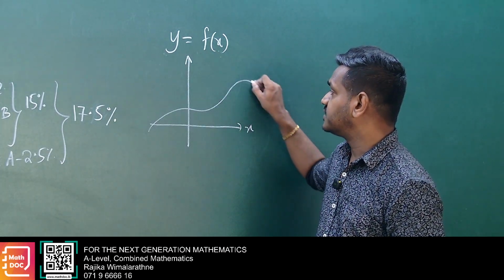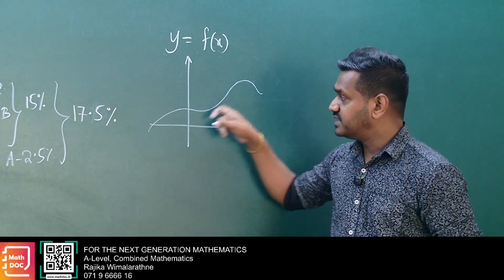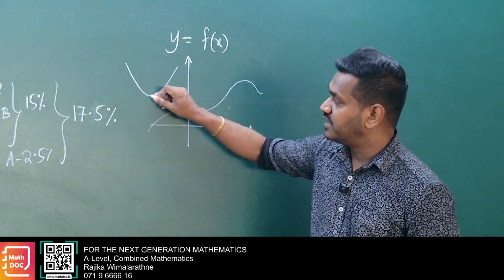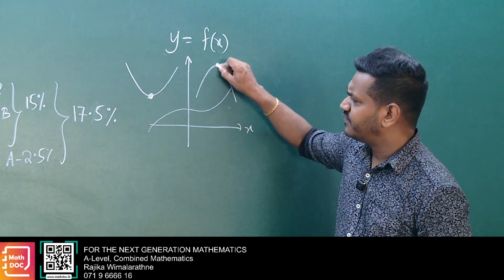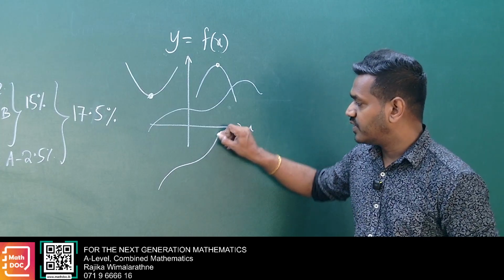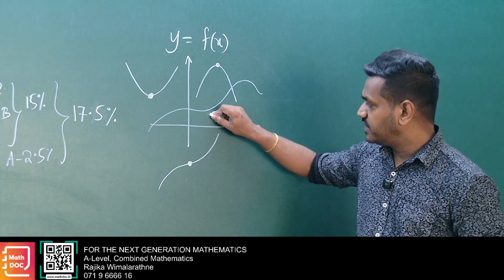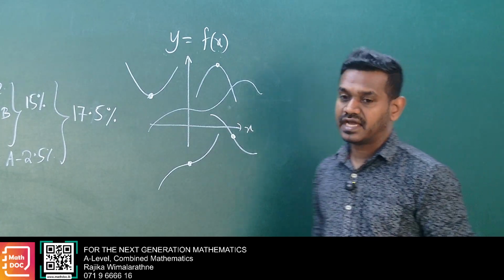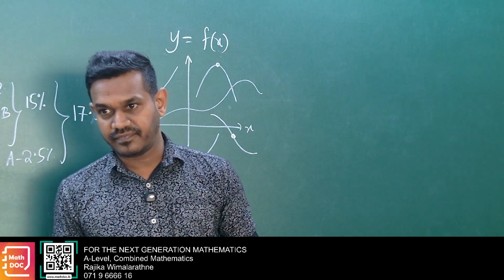It goes like this. There can be this type of graphs. When you consider this type of graph, there will be special points. Here we call a minimum, here a maximum, and here a point of inflection. Likewise, there can be special types of points.